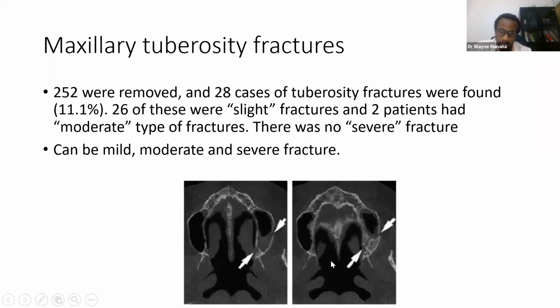So we say it's severe if the fracture not only involves the maxillary tuberosity, but even the pterygoid plates. And now the thing about pterygoid plates is that's where there are some important muscles that are attached, muscles like your pterygoid muscles, the medial and lateral pterygoid muscles. Those muscles are important for mouth opening. So most of the patients with maxillary tuberosity fractures will present with trismus.